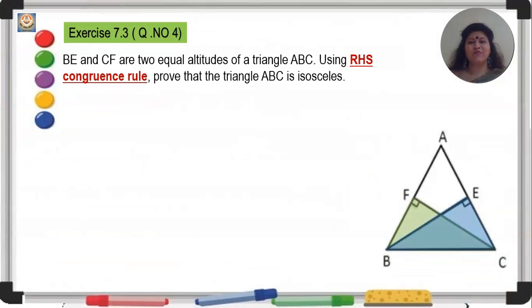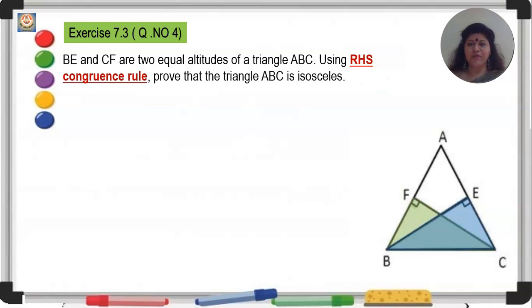This is question number 4 from exercise 7.3. Now this diagram will look very familiar because the same question is given in exercise 7.2 and we have solved that in a different method. Here it is specifically mentioned to prove triangle ABC by using RHS congruence rule. We can prove this triangle as an isosceles triangle by different methods. One is by AAS congruence rule and the other is by RHS congruence rule.